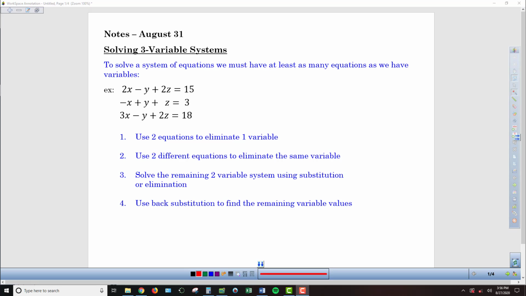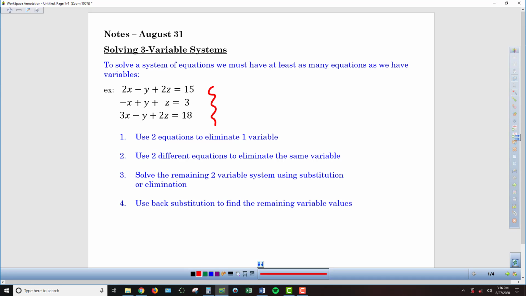For two variable systems, we can use either substitution or elimination depending on the circumstances, but really it's going to be a series of elimination steps that we're going to deploy when we're solving a three variable system. And so really what we need to do is take a look at all three equations and all three variables and figure out which variable is going to be the easiest one to get rid of twice.